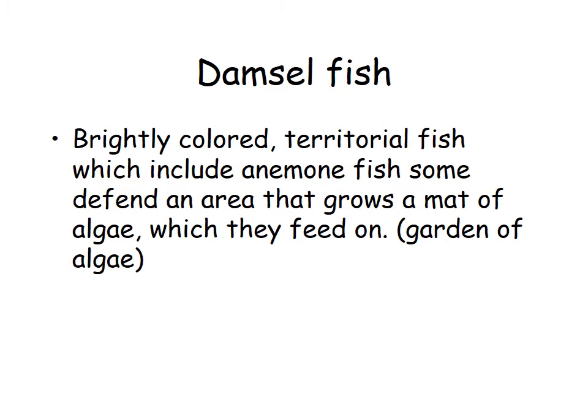Now, the damselfish is brightly colored and very territorial, which includes the sea anemone fish and some defended area. What happens is they clear out an area of coral, and they grow a garden of algae. And if a coral starts to get into it, it attacks the coral so that it can have the space to grow its algae garden. I wonder if that's on the test. Hint, hint, that's on the test.